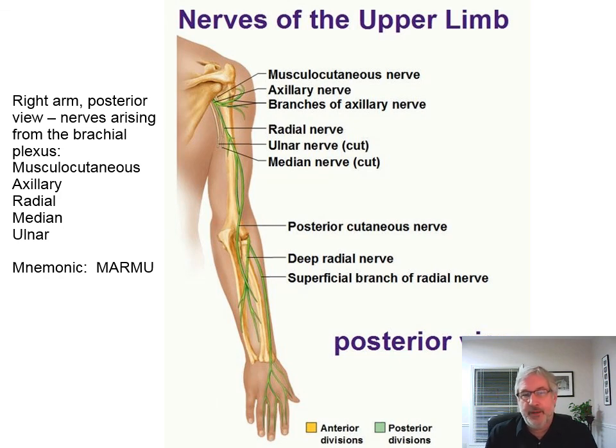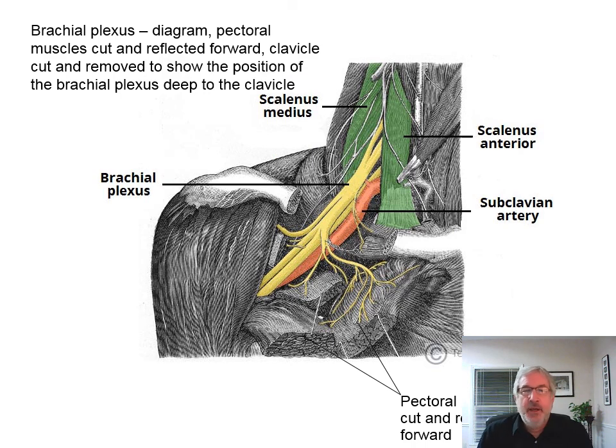Okay, next slide. Here's the brachial plexus looking at it again. What they've done is they've cut the clavicle here in this diagram to show the brachial plexus there. And also right next to it, the reason I show this slide, I want you to see there's an artery that runs right next to this called the subclavian. So sub meaning below, clavian meaning clavicle, so it's below the clavicle. So it's an artery below the clavicle.